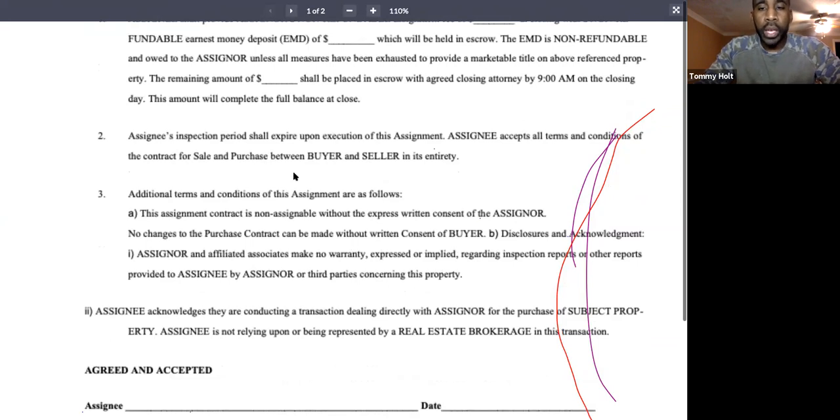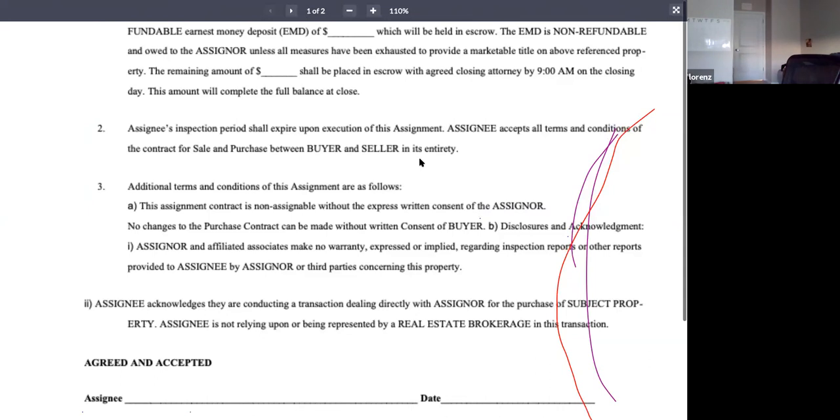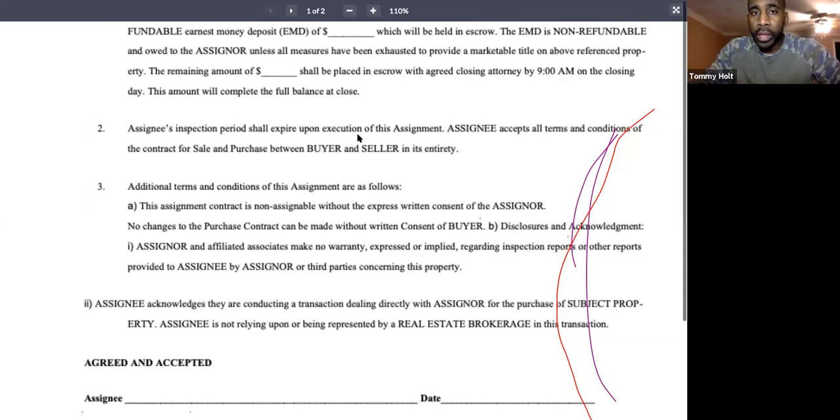And one of the main things is that we have to have some type of consideration made. Normally, consideration is in the form of money. So what I'm saying is that once he hands over that assignment fee, this is a binding agreement, and therefore that contract has been executed, and therefore your inspection period has expired, which means you don't have an inspection period anymore.